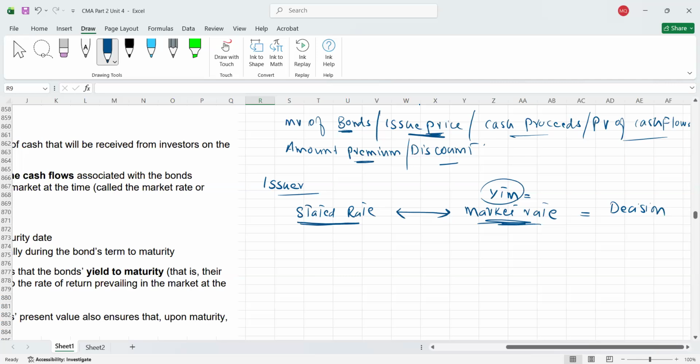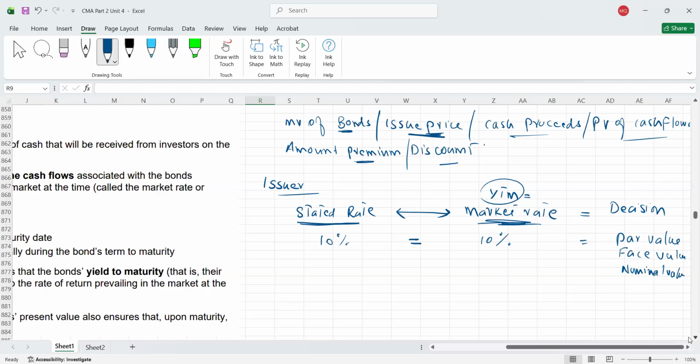So here we go. I'm starting from here. For example, if the stated rate is 10%, meaning the rate of interest mentioned on the bond is 10%, and it is exactly equal to the rate of interest in the market, for example the market rate is also 10%. If both rates are exactly equal, then in that scenario the bonds will be issued at par value. Par value is also called face value. Face value is also known as nominal value. Okay, so this is the first thing.